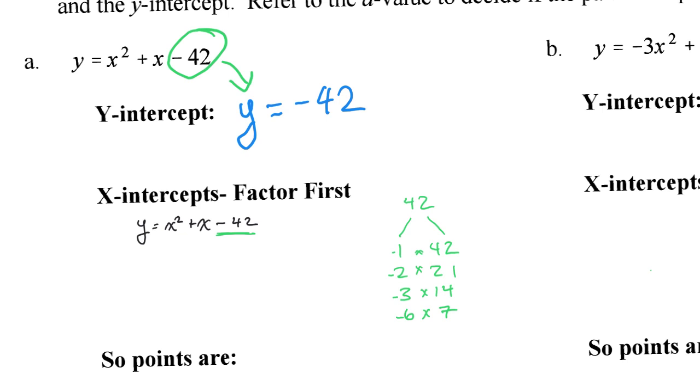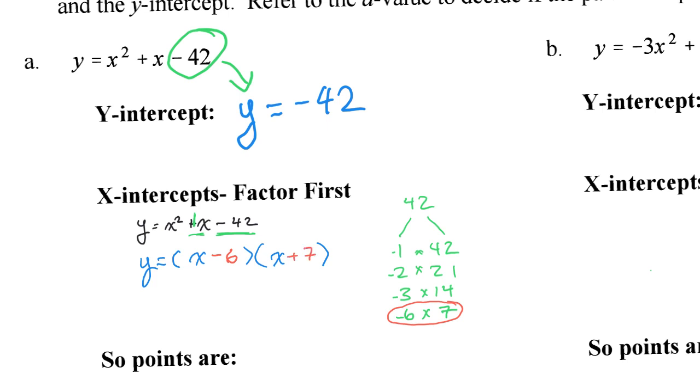So now let's add them together. Negative 1 and 42 doesn't work. Negative 2 and 21 doesn't work when you add to get the middle number, which is assumed to be a 1. And we end up with negative 6 plus 7 being 1x. Perfect. So we can write our final factorization to be x bracket, and our answer is going to be negative 6 and positive 7.